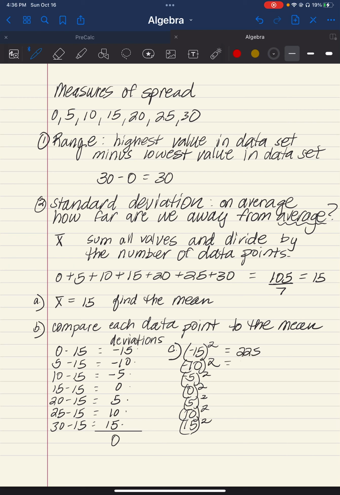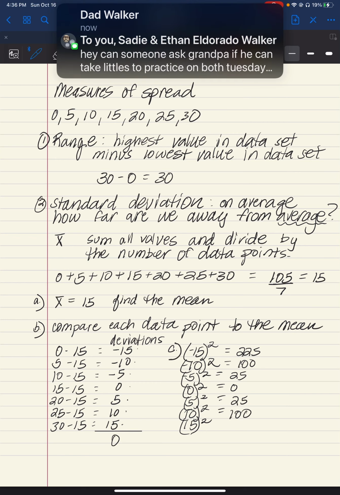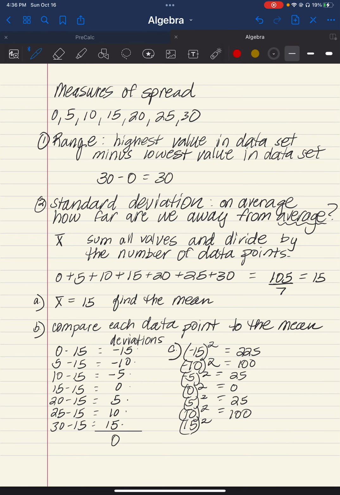225, 100, 25, 0, 25, 100. And what do we have? 225.